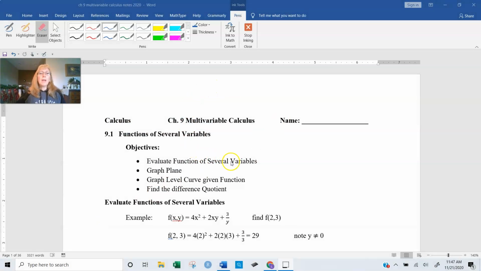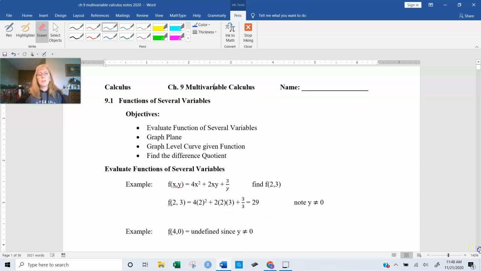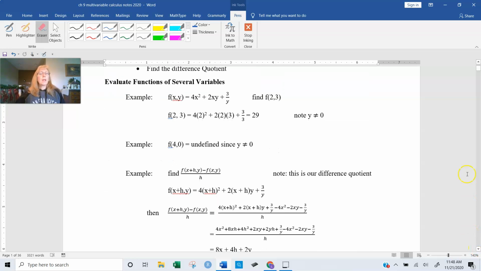All right, so we're going to evaluate a function of several variables. We're going to graph it on a plane. We're going to talk about a level curve, so we're going to change a 3D graph into a 2D graph and find the difference quotient, which should sound very familiar because we've done that before with single variable.